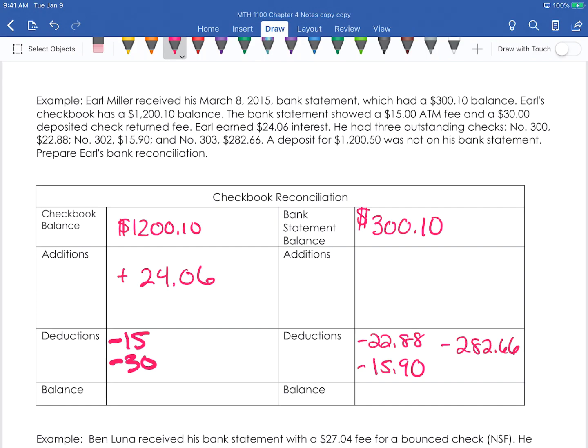Okay, now it says there's a deposit that was made for $1,200.50, and this was not on his bank account. So this is a deposit in transit. So he made the deposit, but the bank hasn't processed it yet. So we need to make sure that we put that as an addition in the bank column.